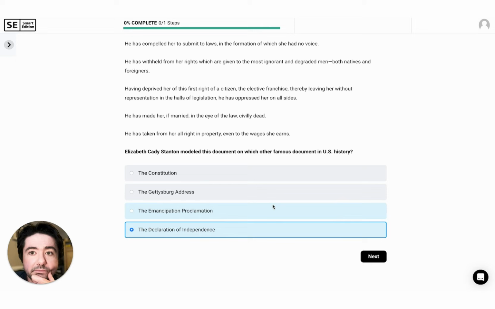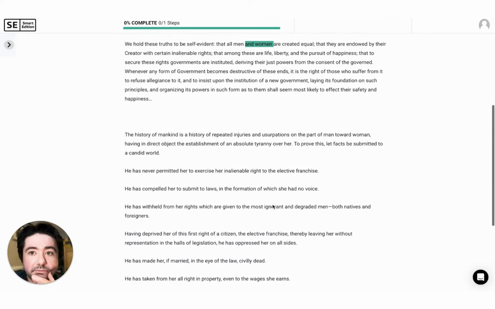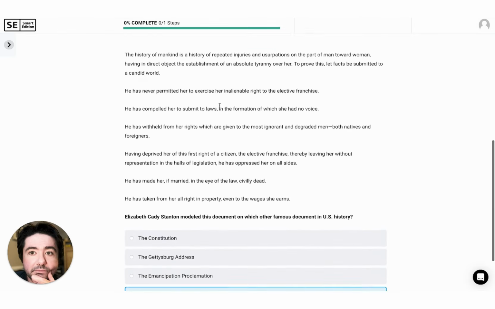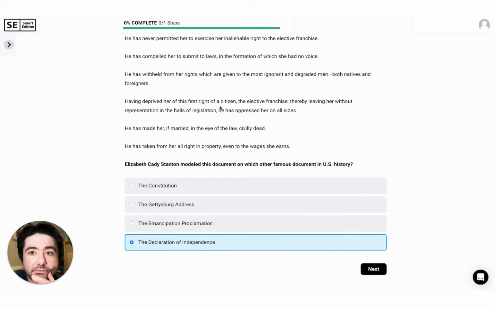The Constitution, though, if you need a little help, the Constitution begins with "we the people" in order to form a more perfect union. That's not what she writes here, though. So if you can keep that first line in mind of the Declaration and the Constitution, you'll get a good idea of whether or not she's using that document as a template. Okay, Declaration of Independence.